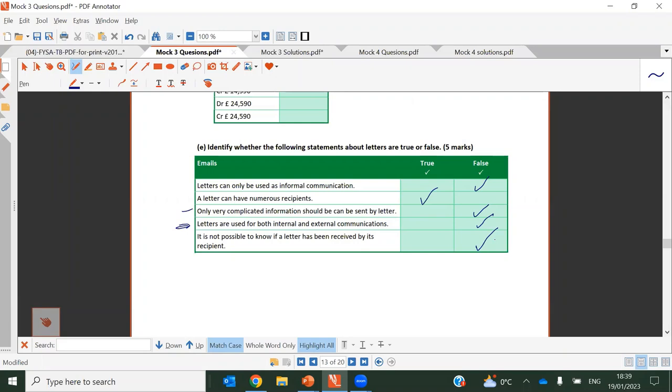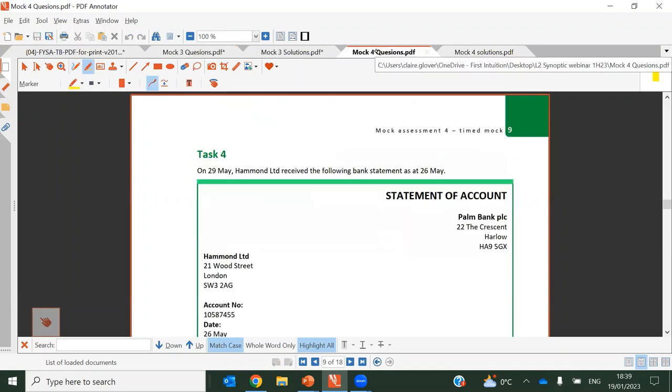Okay, excellent. In which case, let's move on to mock four, question four. This one did have an element of writing. But before we get to that, the first part of this task in terms of the control account element was around a bank reconciliation. You can see here we are being given the 29th of May. We have received a bank statement as of the 26th of May. In the real world now, you can access your bank statements in real time, but this has obviously been posted to us. It's taken a few days to get here. This is the information as at the 26th of May.